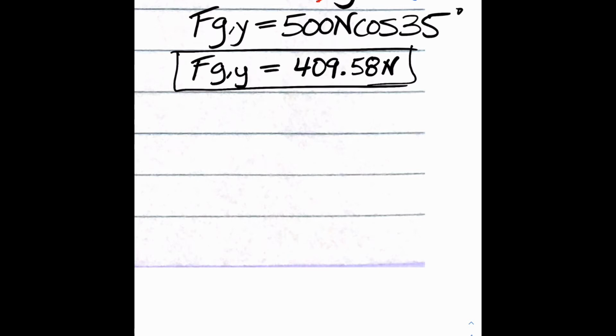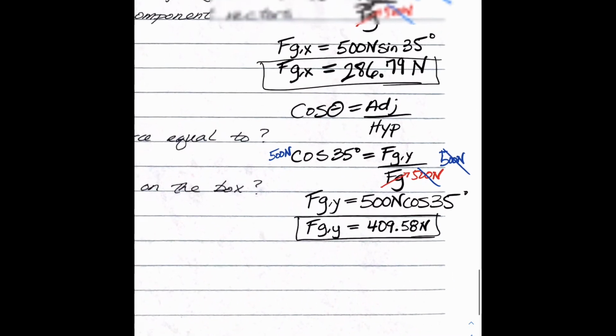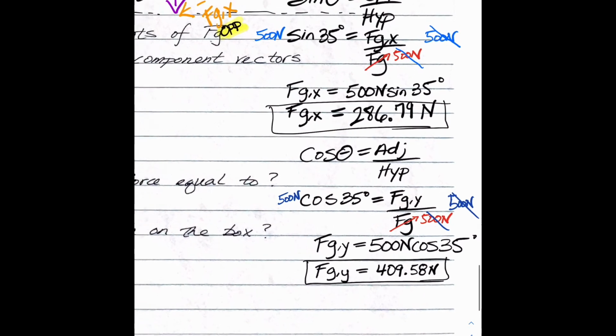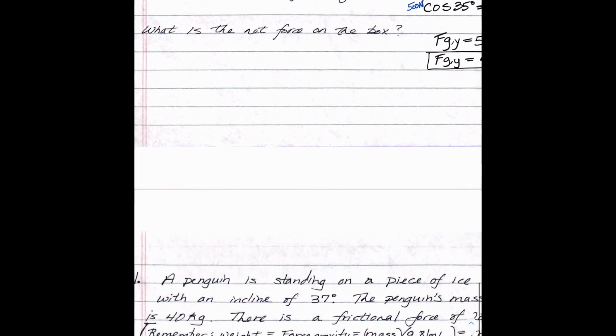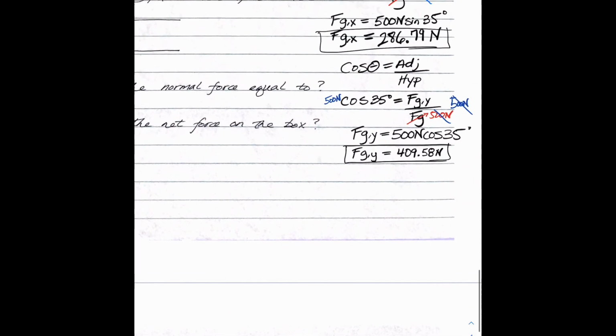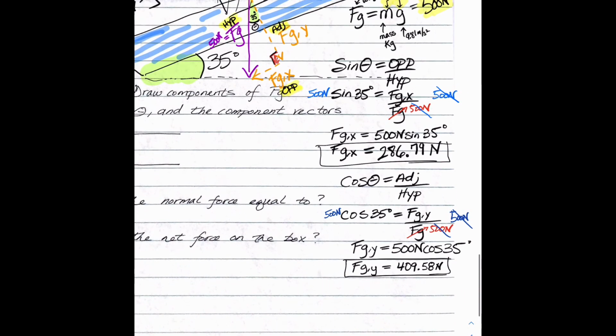Let's see what's next on the agenda here for this problem. I think we're getting towards the end. They then say, what is the normal force equal to, and what is the net force on the box? So now that we know FGX, FGY, and FG, right? We know FG up here. We said FG is the same as 500. Granted, it was given to us in this problem, but in some problems, it's not going to be given to us, and we have to multiply our mass in kilograms by 9.81.